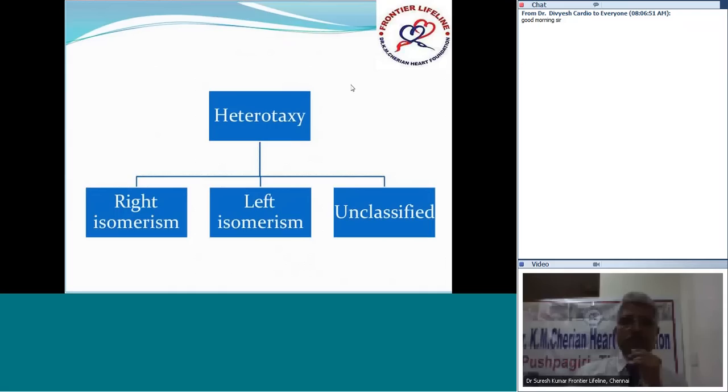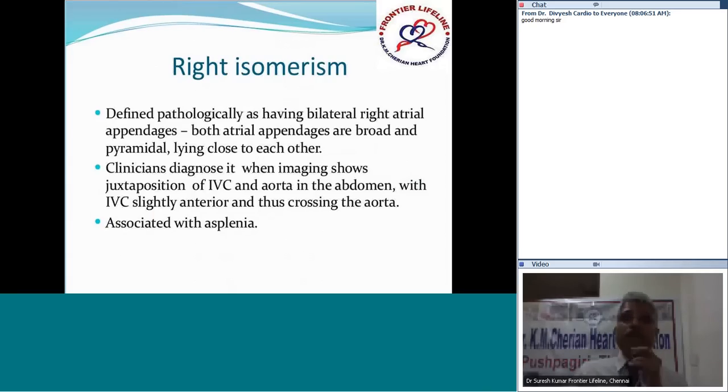So we could look at heterotaxy as right isomerism or left isomerism in most cases. In a few instances, it may be difficult to classify, and then we will just call it visceral heterotaxy. This discussion will presume that it is possible to make this classification in practically all the instances. Right isomerism is defined pathologically as having bilateral right atrial appendages. Both the atrial appendages would then be broad and pyramidal, lying close to each other. But this is a pathologist's definition.